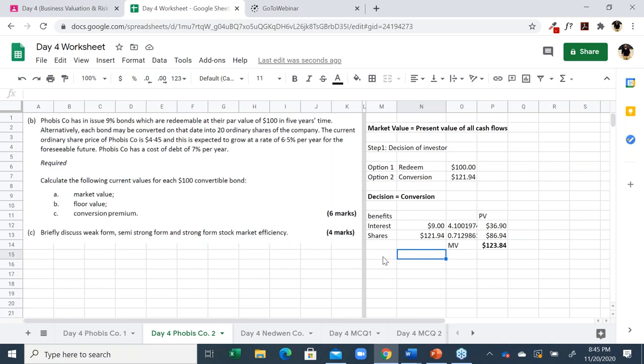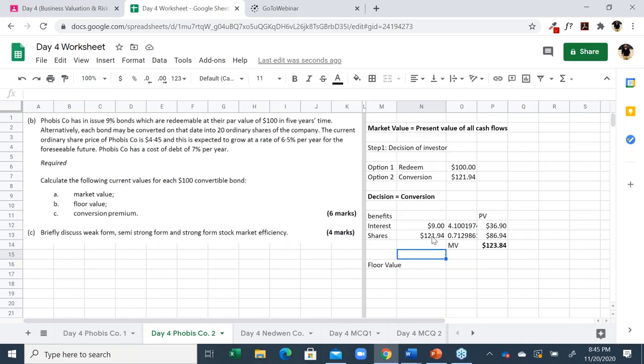Okay, now let's talk about floor value. Remember one thing, the floor value is the minimum price of any security. That's called the minimum value. This value that we have calculated is the market value, that is, what should be the value at the moment in a given situation. But what about the floor value, the minimum value of this investment?